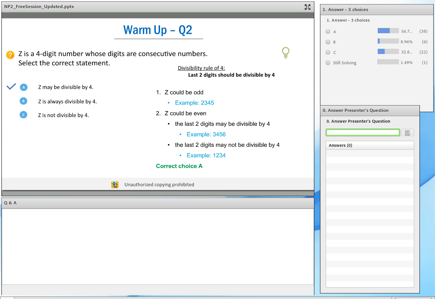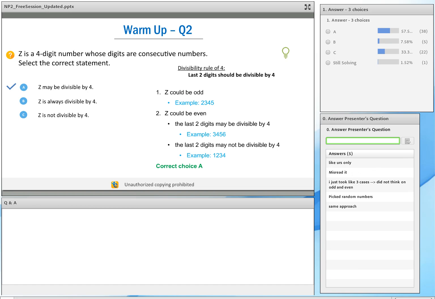How was your approach different? Okay, picked random numbers, same approach. Good. If you had the same approach, that's wonderful. You misread it. All right, perfect. Okay, I don't know what beta is, but you tried the same approach, but miscalculated.